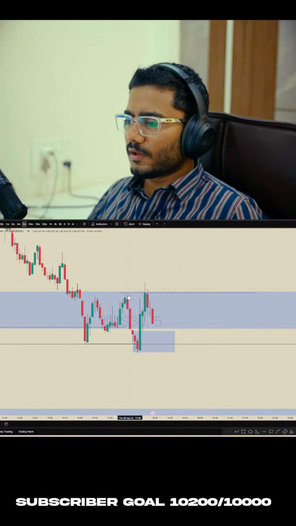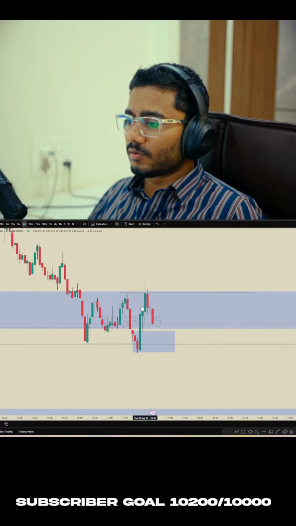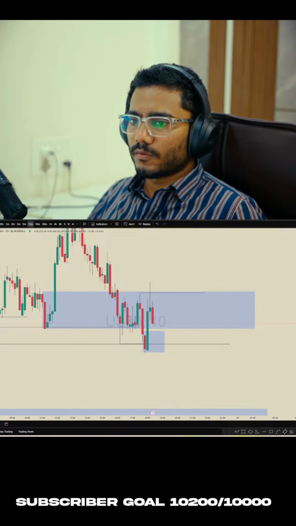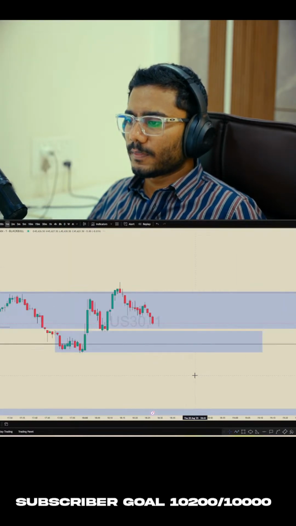So we want price to have an order block and imbalance, but if this liquidity sweep has been fulfilled, or the order block has been fulfilled, then the structure becomes very weak and vulnerable. So it can sweep again and continue. So that's the thing.